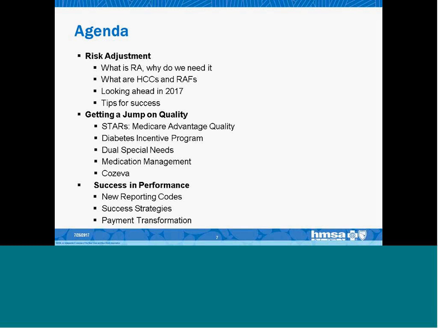I'll be sharing with you how HMSA plans to work with providers to improve our RAF scores and improve chart reviews. Laura Adelberger will be joining us. She is our HMSA STARS Clinical Coordinator, and she'll present some of the exciting things happening this year with our Akamai Advantage plan, including our incentive programs and care of older adults in our dual care population, as well as medication management and COSEVA. I'll also cover some new reporting codes for quality and performance, provide you with some helpful tips to be successful this year, and we'll talk about payment transformation.